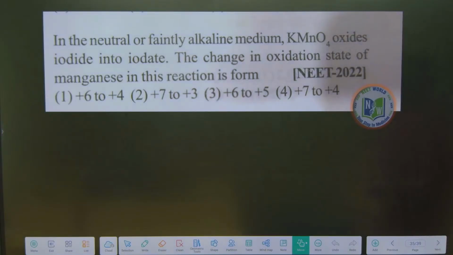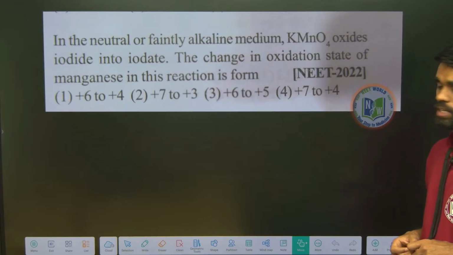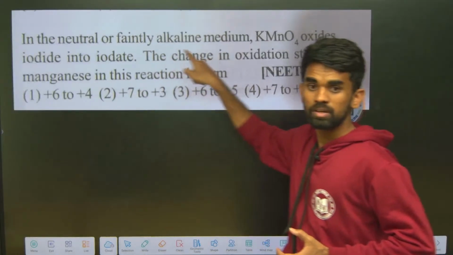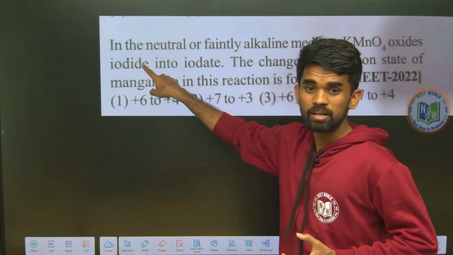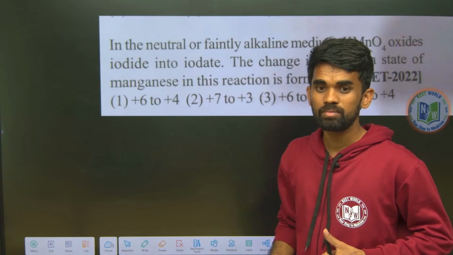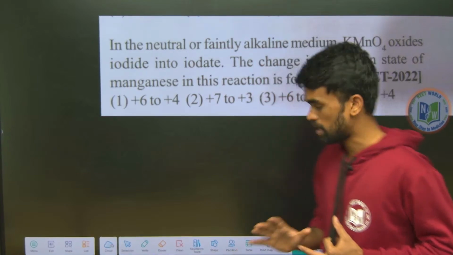In neutral or faintly alkaline medium, KMnO4 oxidizes iodine to iodate. The oxidation state of manganese will go from plus 7 to plus 4. In which medium? Neutral or faintly alkaline. If it is strong basic medium, it goes to plus 6. You should know this already. Okay.